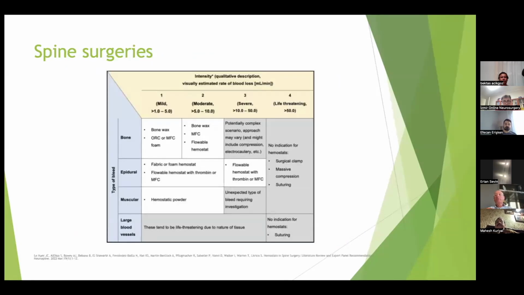Now coming to special situations, spine surgeries. This is a chart taken from a paper written by Lehuek and colleagues, a recent paper from 2022. Basically, the type of hemostat used depends on the type and severity of the bleed. If it is a minor bleed from the bone, use bone wax or oxidized regenerative cellulose (ORC) or MFC. If there is a life-threatening bleed, you should not be applying ORC or MFC and waiting. You should immediately go for massive compression or suturing, or sometimes even need a surgical clamp.